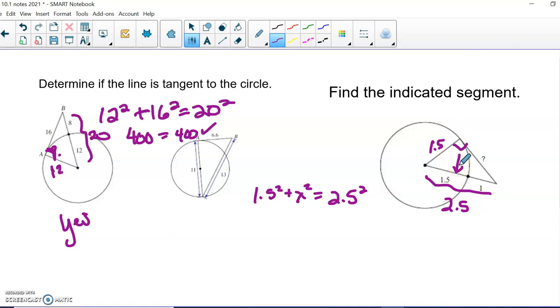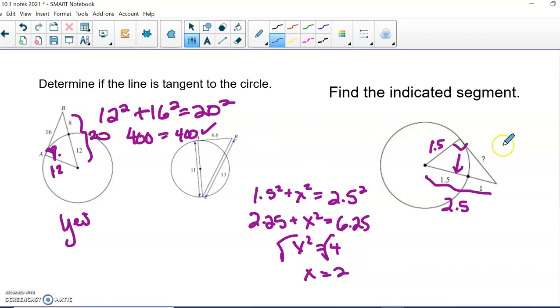So I'm going to say 1.5 squared is 2.25 and 2.5 squared is 6.25. I'm going to subtract 2.25 and I get x squared equals 4. Square root both sides, and it looks like our x is going to have a length of two units. All right, oops, that's not very easy to read.